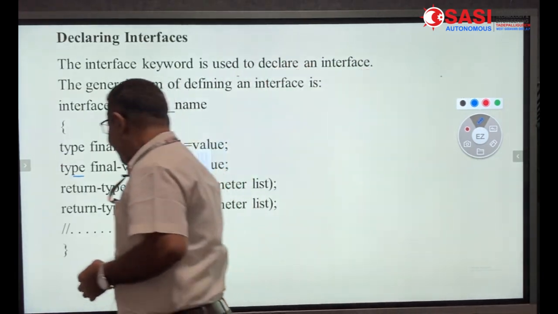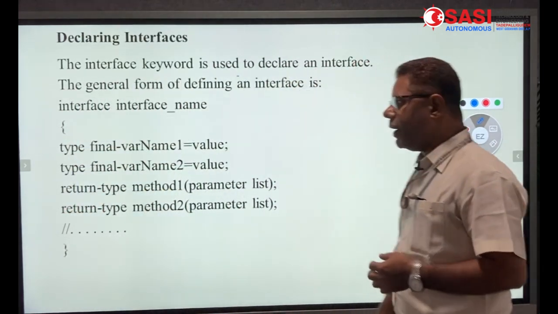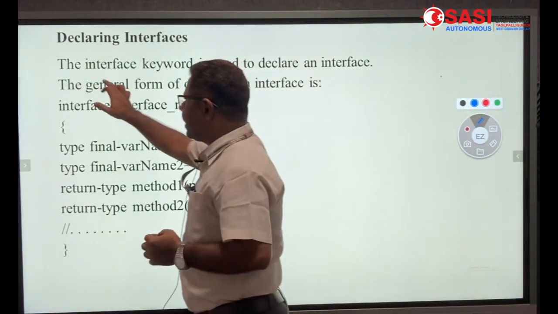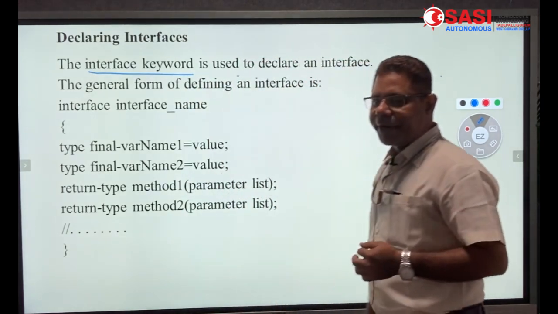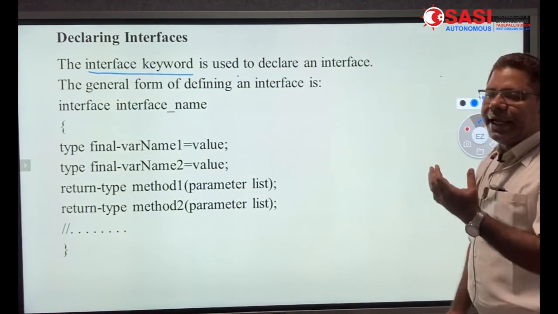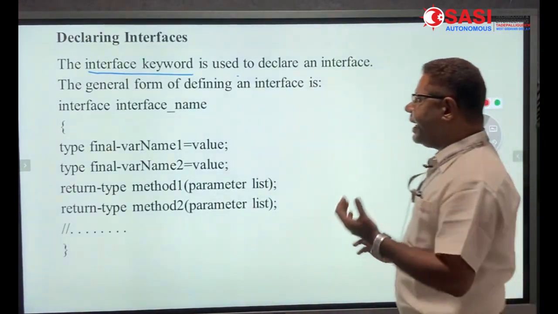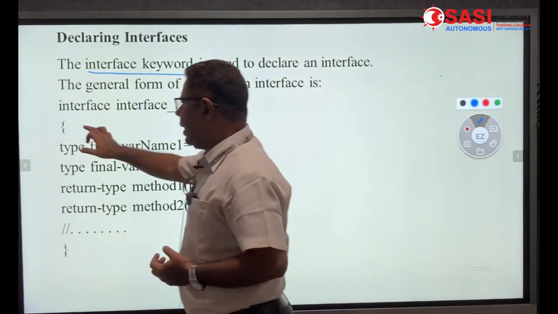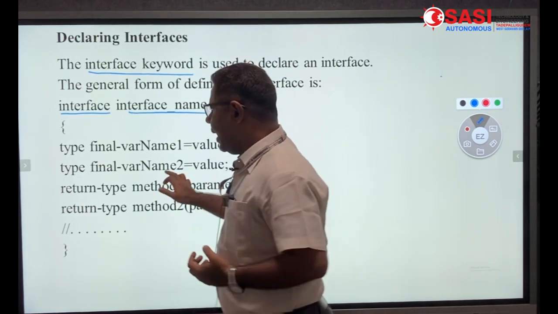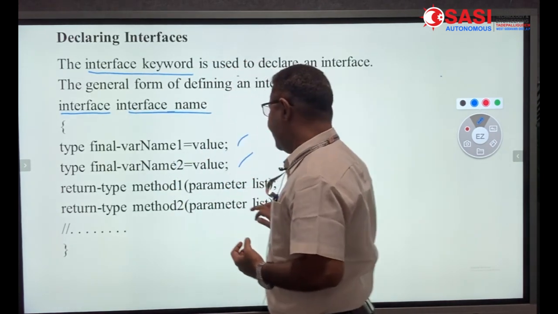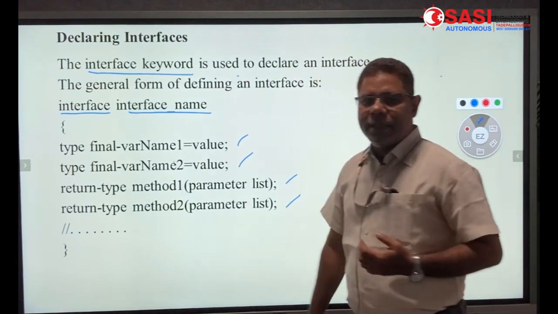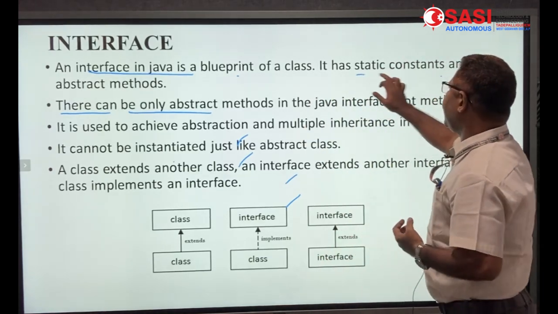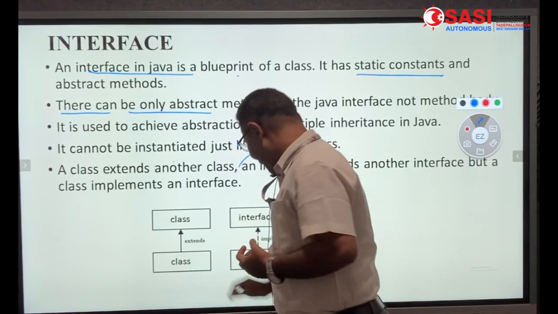Now we can see how to declare interfaces in Java. To declare an interface in Java, we have a keyword, the interface keyword. The syntax to define an interface is: interface, then the interface name. It contains variables and methods. The variables can store static constants, and the methods are abstract methods.